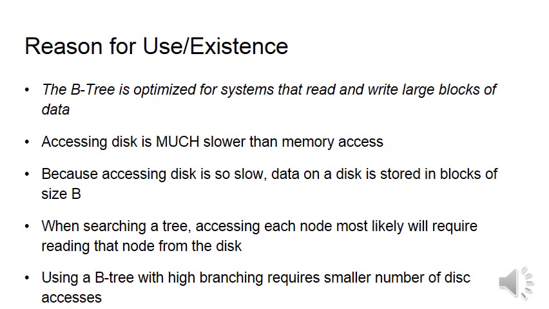Because accessing disk is so slow, data on a disk is stored in blocks of size B. A typical block size is between 1024 bytes and 8192 bytes, and a whole block is read per one disk access. When searching a tree, accessing each node most likely will require reading that node from the disk. The larger the tree height, the more disk accesses we need. Using a B tree with high branching requires a smaller number of disk accesses, assuming a tree node fits into one disk block, which is why B trees are so great to use.